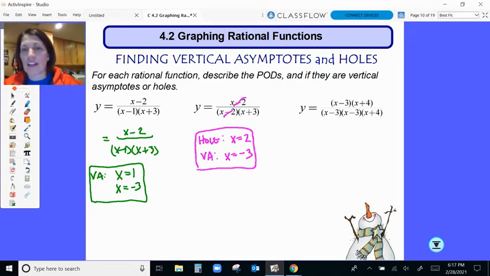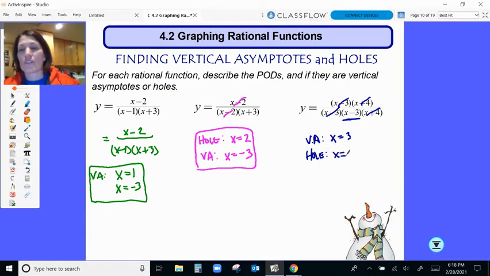Okay, we have an x minus 3. We have an additional x minus 3, so that's only going to become a vertical asymptote. So we have a vertical asymptote at x equals 3. And we have another factor right here, and that's going to be a hole because that cancels out. So we have a hole at x equals negative 4. And that's everything there.